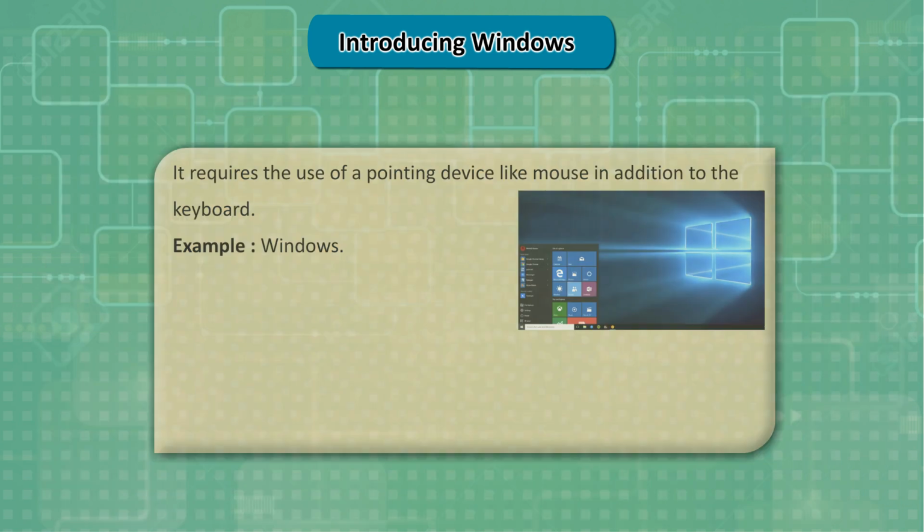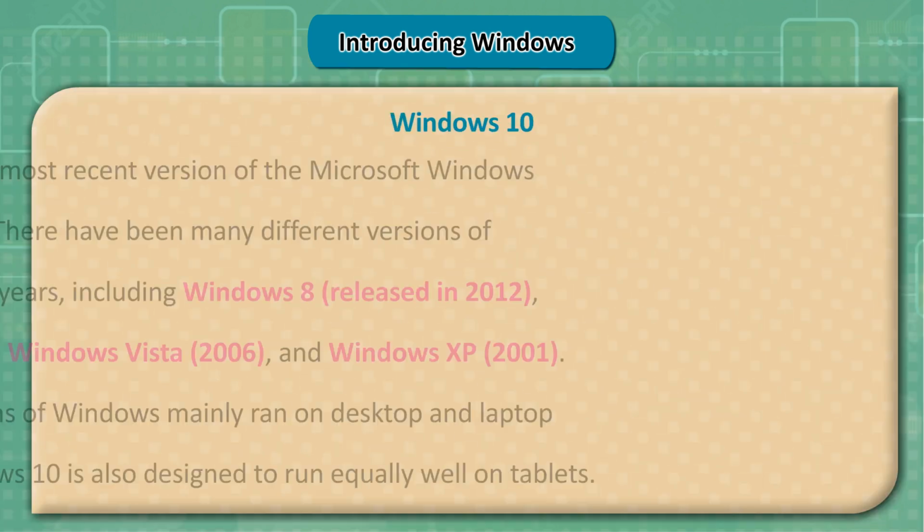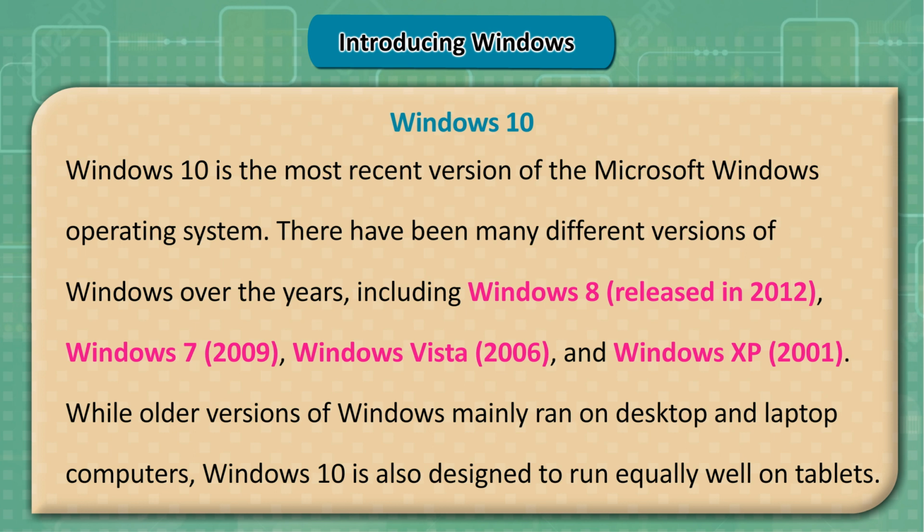Example: Windows 10. Windows 10 is the most recent version of the Microsoft Windows operating system. There have been many different versions of Windows over the years, including Windows 8, released 2012, Windows 7, 2009, Windows Vista, 2006, and Windows XP, 2001. While older versions of Windows mainly ran on desktop and laptop computers, Windows 10 is also designed to run equally well on tablets.